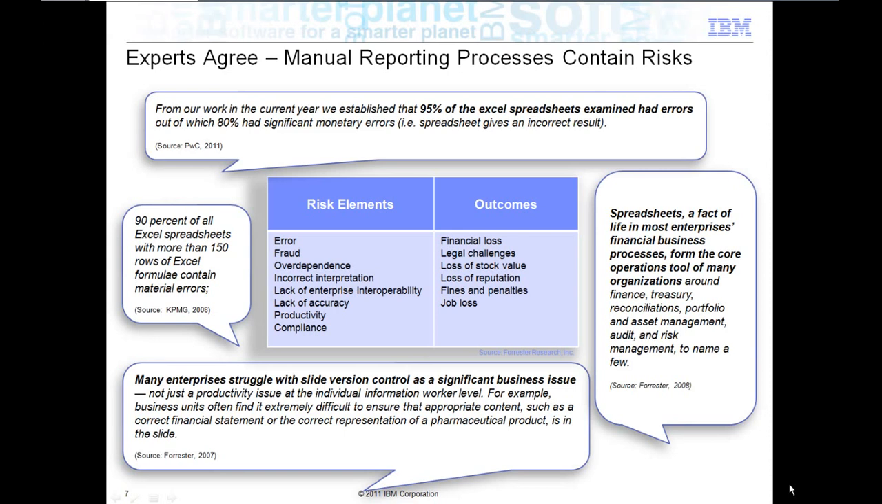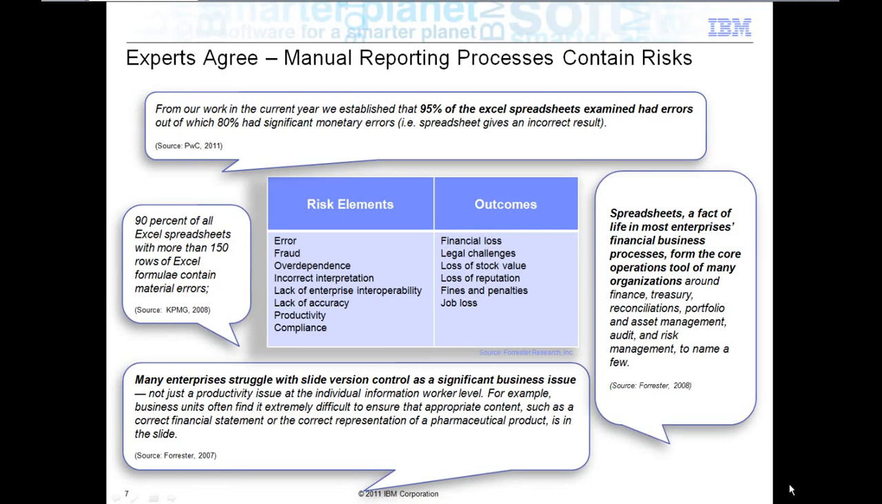Now, experts agree the manual reporting processes do contain risks, and many of these risks carry over into XBRL. Some of these risks include just simple errors, fraud, overdependence, incorrect interpretation, lack of enterprise interoperability, lack of accuracy, lack of productivity, and a risk of compliance.